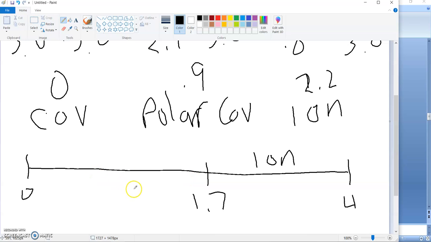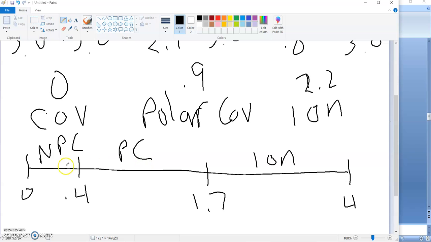But is it polar or not? Well, the only true nonpolar is 0. But if you have a fairly small difference, say if you're below 0.4, which is the cutoff we often use, we have a nonpolar covalent. And if you're between 0.4 and 1.7, it's still covalent, but it's polar covalent.